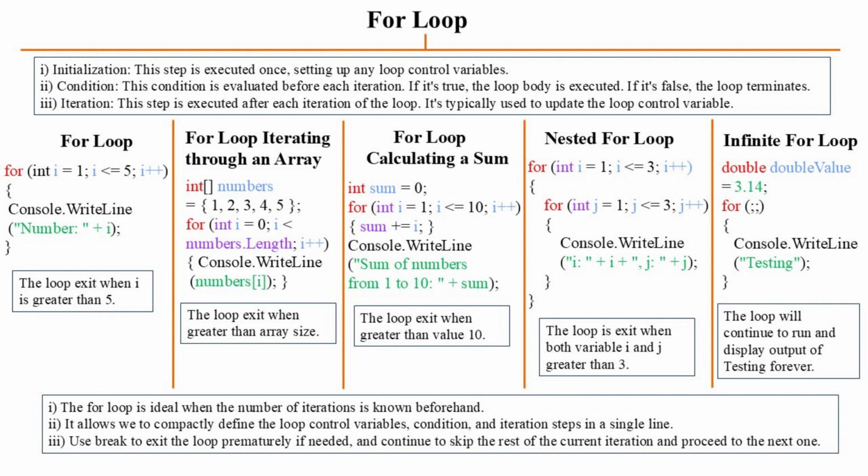In the nested for loop, the loop iterates through all combinations of variables and displays pairs of variable values. In the nested for loop example, this loop displays pairs of i and j values, iterating through all combinations. The loop exits when both variables i and j are greater than 3.